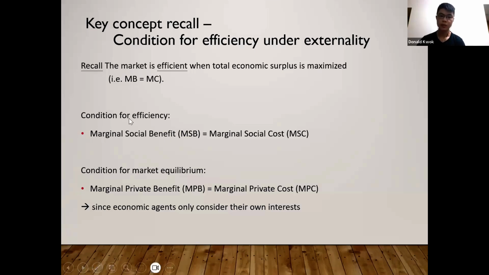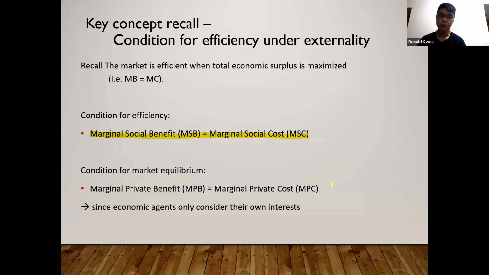The first one will be the condition for efficiency. When we are talking about efficiency, it is social optimality, right? So about social things. This is why the condition for efficiency is marginal social benefit equals marginal social cost. And we take into account the social curves.